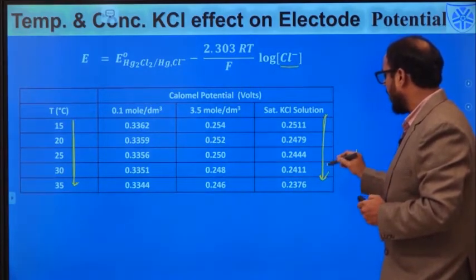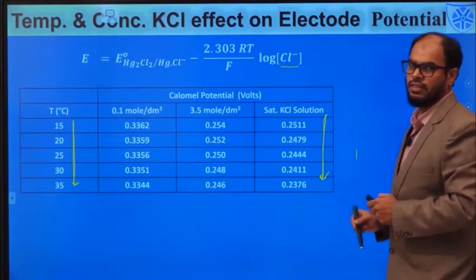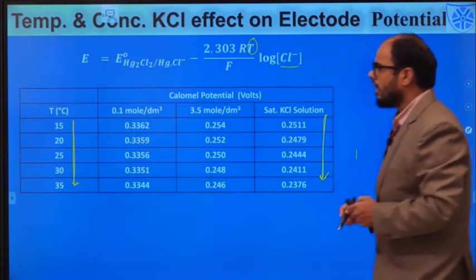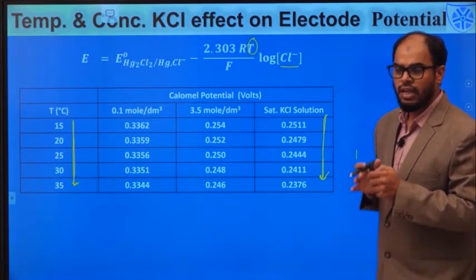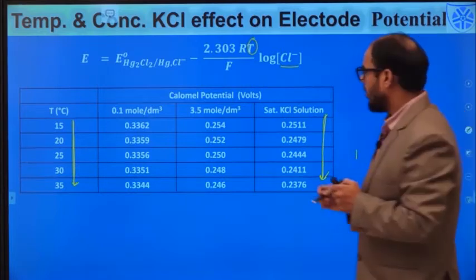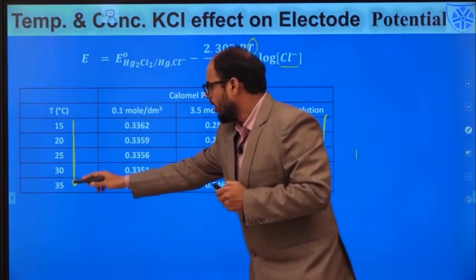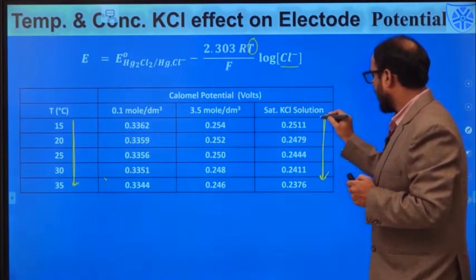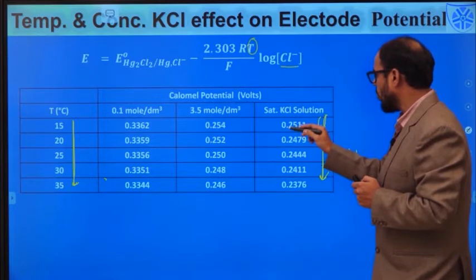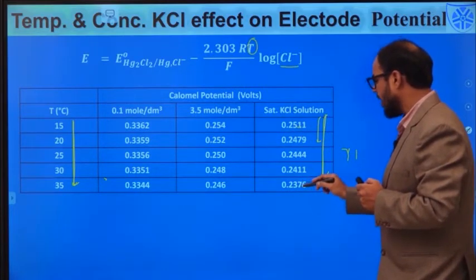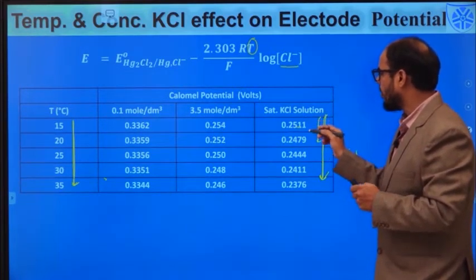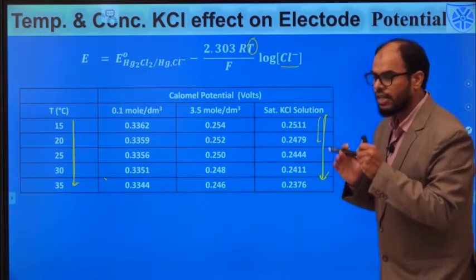The electrode potential value will decrease. So we can say that this temperature factor is playing a major role in the electrode potential of SCE. From 15 to 20 degrees, again to 25 to 30 and 35, this voltage is gradually dropping from 0.2511 to 0.2376 volts. As we increase the temperature, the electrode potential of saturated Calomel electrode will decrease.